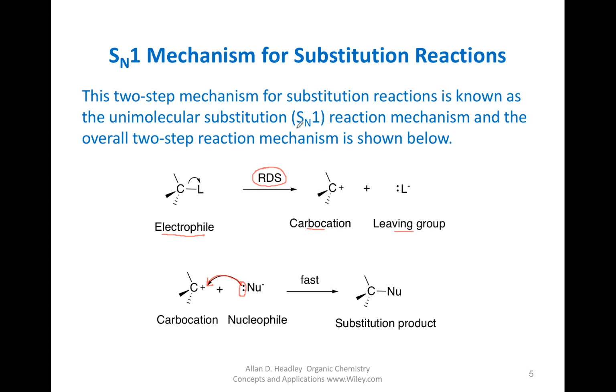Now, why is it called unimolecular? It's called unimolecular because in the most important step of this reaction, known as the rate determining step or the slow step, only one molecule is involved. So it's unimolecular, one molecule, the electrophile, and of course nucleophilic substitution. So it's called an SN1 mechanism for this reaction.